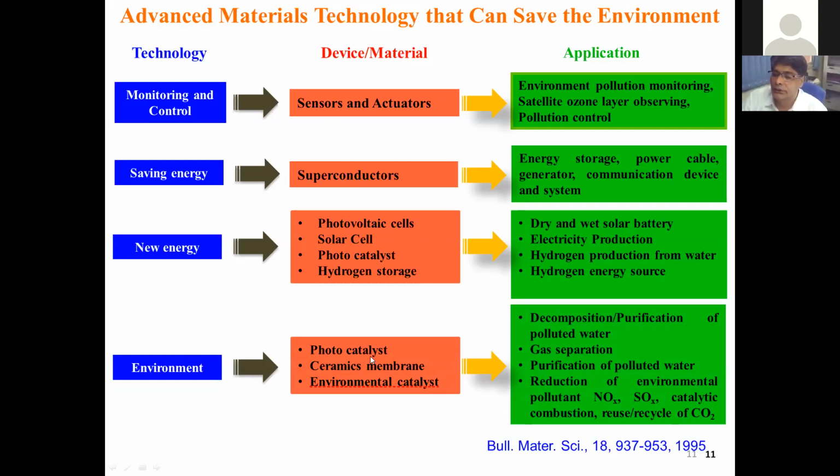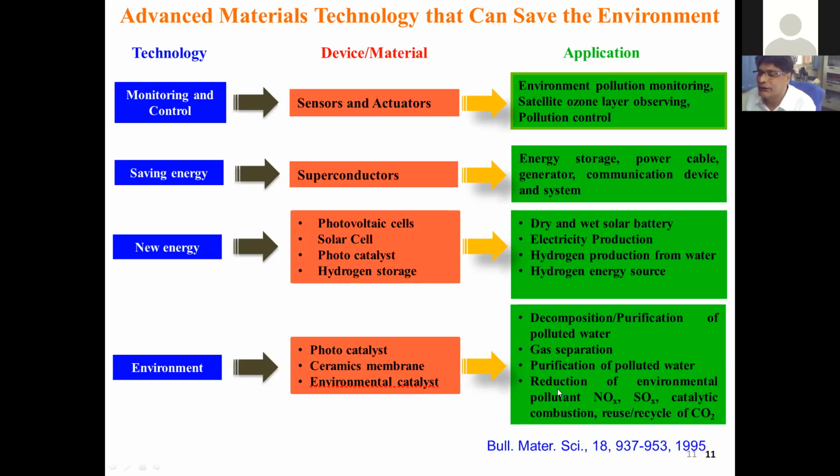Of course that will be photocatalysts, ceramic membranes, and environmental catalysts. They will be used for decomposition or purification of polluted water, gas separation, reduction of environmental pollutants like nitrogen oxide and sulfur oxide, catalytic combustion, and reuse and recycling of carbon dioxide. So everything related to the environment requires a new kind of material. And since this is material, we always have the possibility to improve, right?